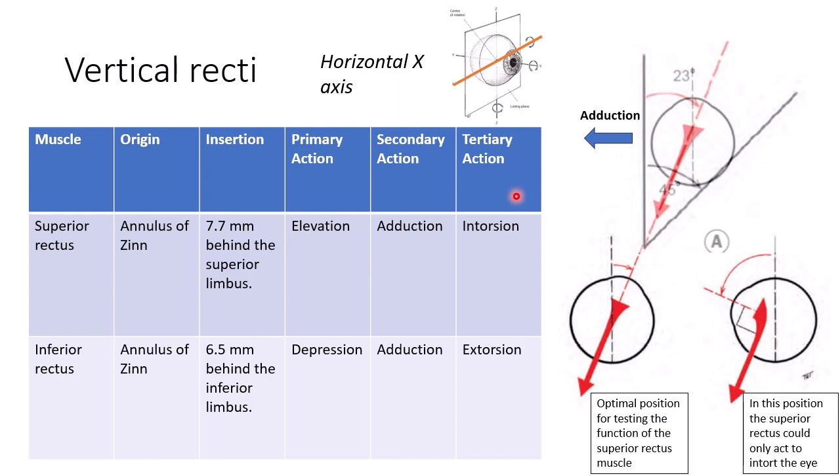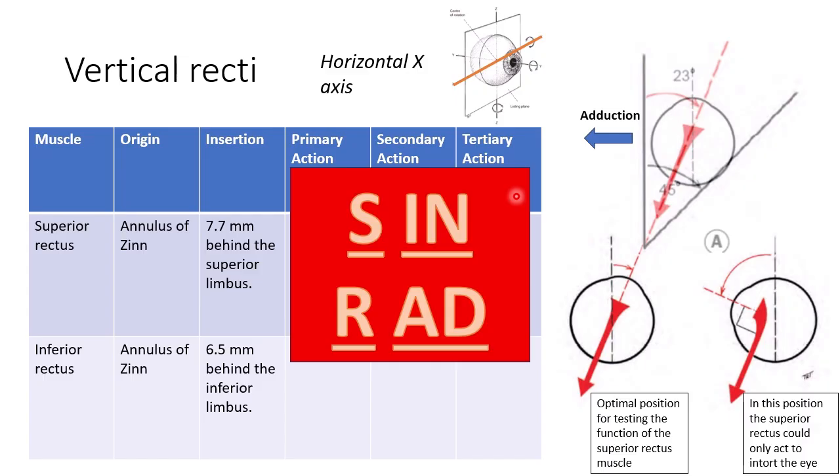There is also a mnemonic in case in the exam hall, if you forget all these complicated phenomena, you can just remember SINRAD, where superiors are intorters and recti are adductors. Okay. So remember SIN and RAD, and the opposite of this is also true. Superiors are intorters, so inferiors are extorters. Recti are adductors, so obliques are abductors.